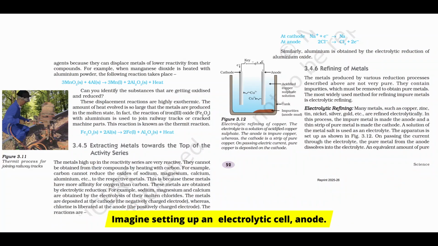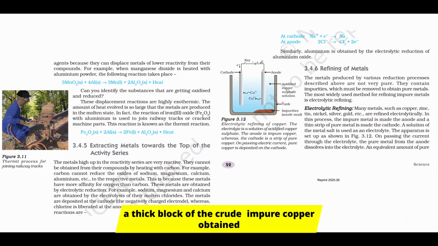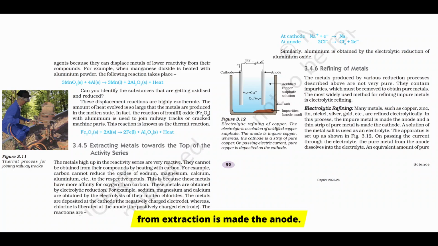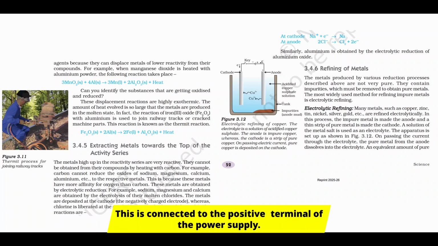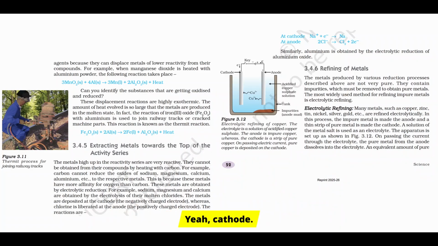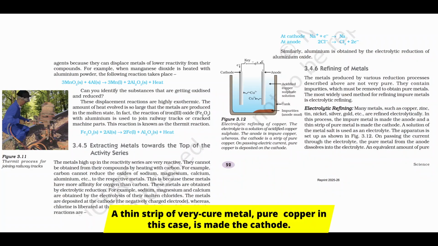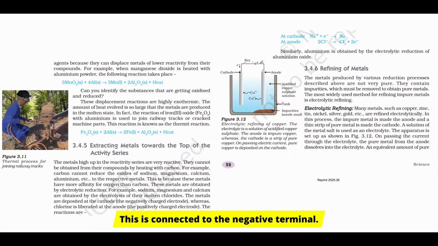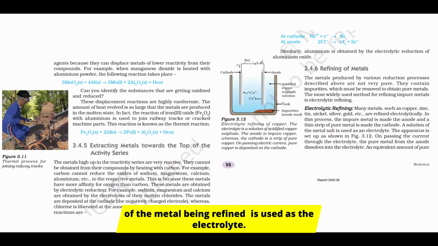Imagine setting up an electrolytic cell. Anode: the impure metal, in this case a thick block of the crude impure copper obtained from extraction, is made the anode. This is connected to the positive terminal of the power supply. Anode, impure metal. Cathode: a thin strip of very pure metal, pure copper in this case, is made the cathode. This is connected to the negative terminal. Cathode, pure metal strip. Electrolyte: a solution of a soluble salt of the metal being refined is used as the electrolyte.